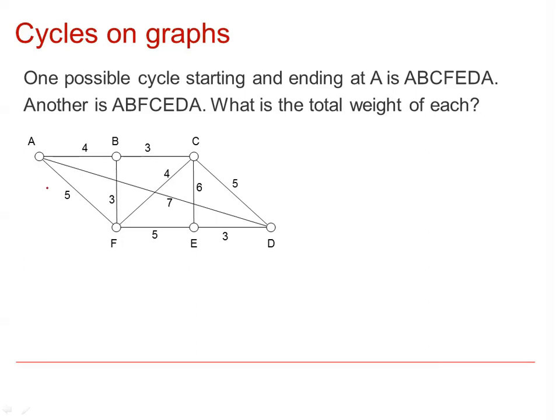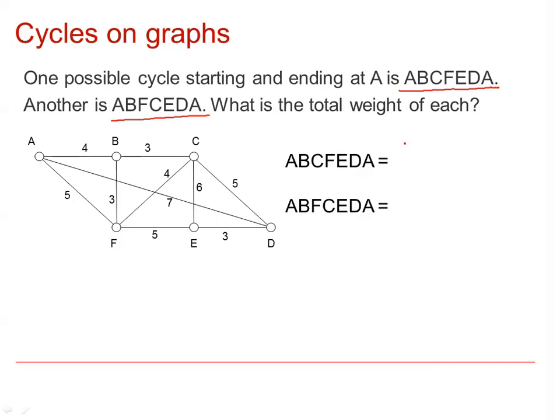Okay, so we're looking at this network and we're trying to find possible cycles starting and ending at A. One possible cycle is A, B, C, F, E, D, A. And another possible cycle is A, B, F, C, E, D, A. And what we are asking is, what is the total weight of each of these cycles?